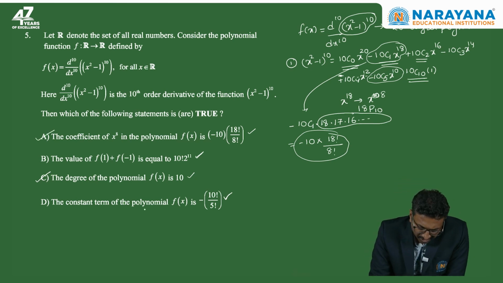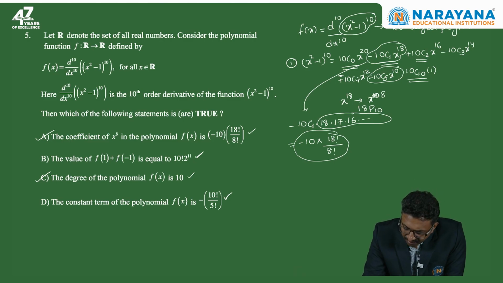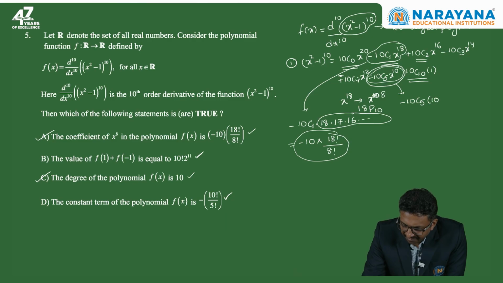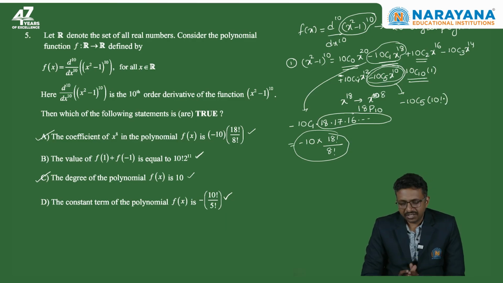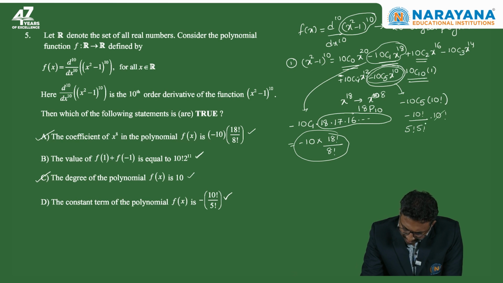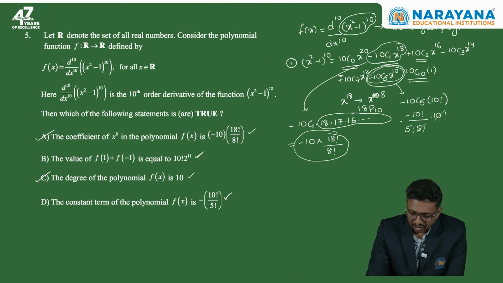Now, what is the constant term? The constant term is going to come when you differentiate this, right? So minus 10C5 times x^10, if you keep on differentiating, you're going to get 10 factorial, right? That's the constant term that you're going to get. So is it correct? Minus 10 factorial by 5 factorial into 5 factorial into 10 factorial. So I think this is wrong because 10 factorial and 5 factorial don't cancel each other, right? So it's not minus 10 factorial by 5 factorial. So this is wrong.